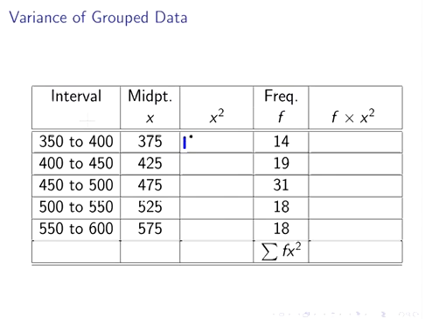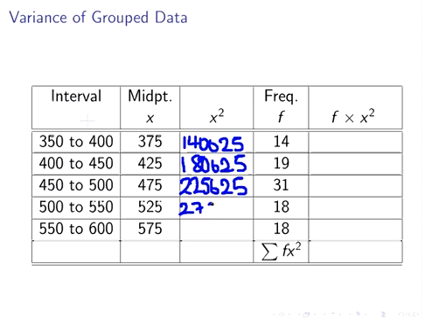So 375 squared, 140625. The next one is 425 squared, that's 180625. Next we have 475 squared, that is 225625. Next one is 525 squared, so we get 275625. Lastly, 575, squaring that we get 330625. Now, these numbers get big and there's just no way around that really.